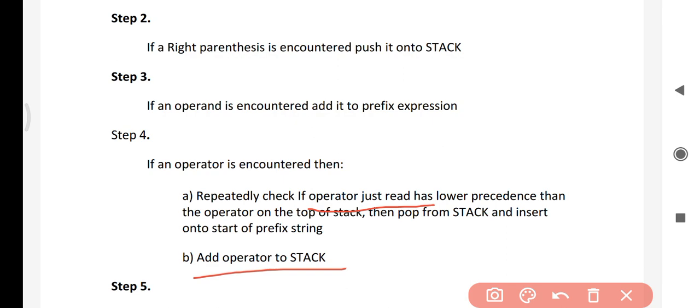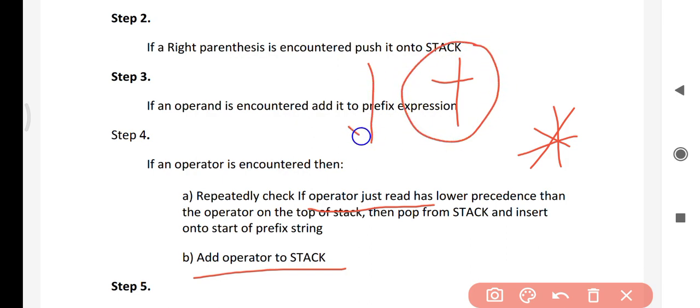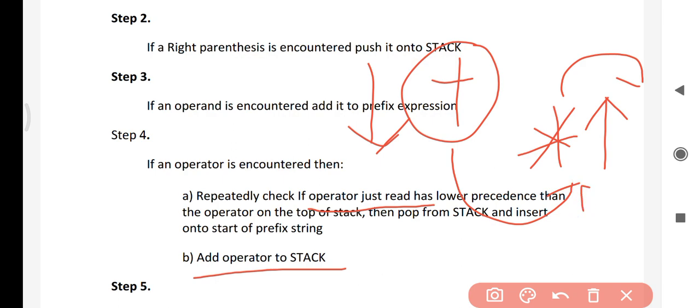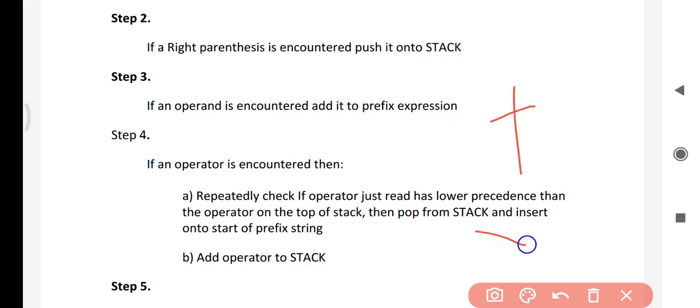For example, if the coming operator is plus and the operator present in the stack is star, the coming operator has lower priority than the operator in the stack. So we pop out the star operator from the stack and add it to the prefix, and then we make place for pushing the plus operator. After this operation, there will be only plus in the stack, and the star has gone into the prefix expression.